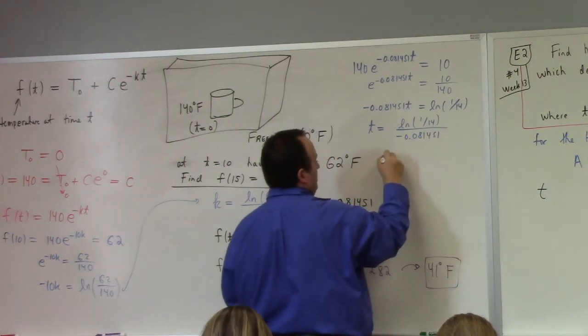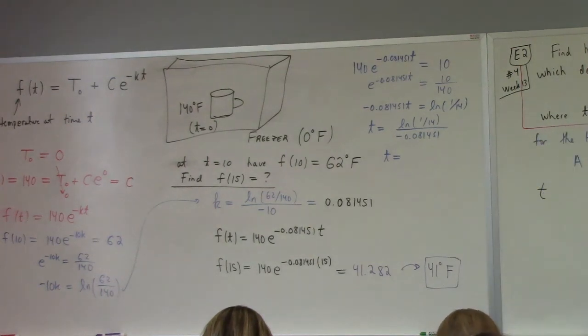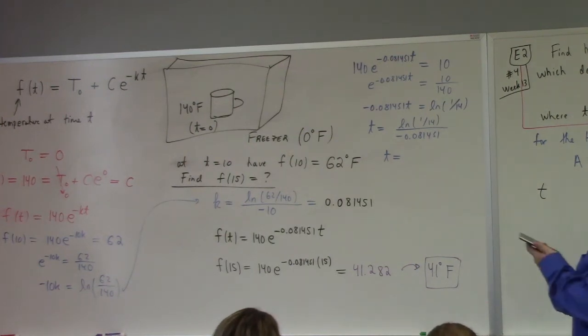My guesstimate was 20 minutes, but I said I was going to be a little bit wrong. How wrong am I? Oh, I said 20 minutes. I meant 18 plus 5. It should have been like 23. Let's see what we come out to. Natural log of 1 divided by 14, divided by 0.081451. Whoa. Yeah, it's actually kind of a lot wrong.